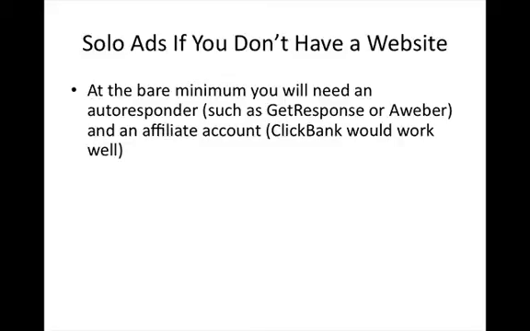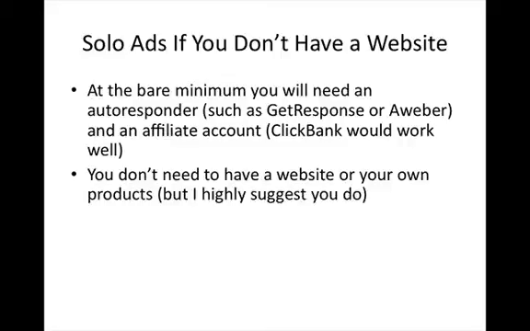Now GetResponse, you can do a free trial, and then I think it starts at around $15 a month, and I think you can have up to 1,000 contacts. Aweber, it's $1 for your first month, and for 500 contacts, I think it's $19 a month starting. So GetResponse is a little cheaper. ClickBank is free. It's clickbank.com, and that's where you can sign up to be an affiliate for a lot of products. There's a lot of good products promoted on there that you can earn some really high commissions.